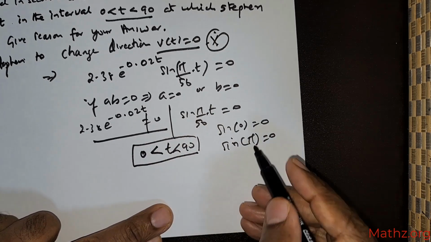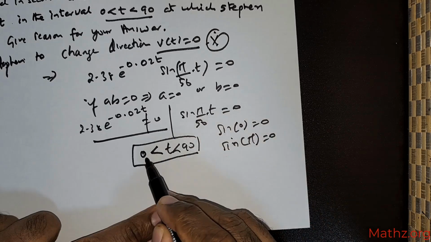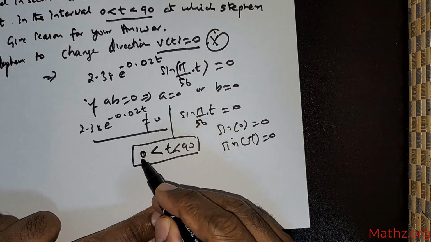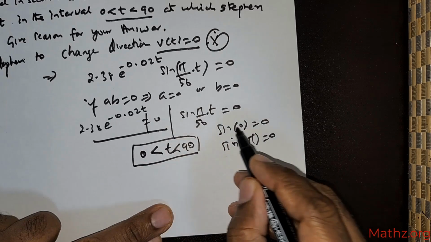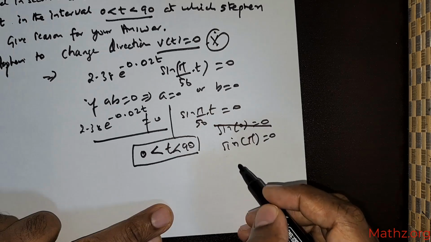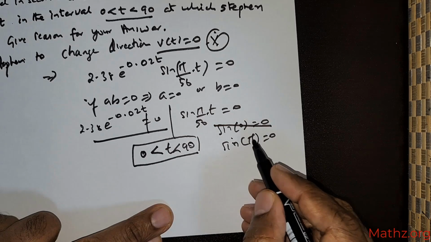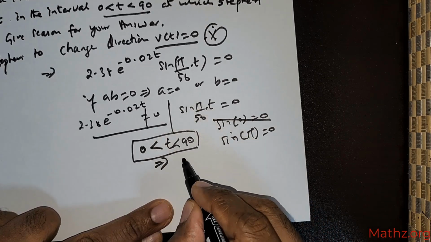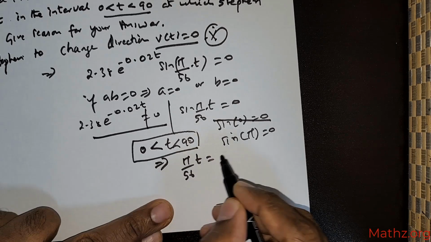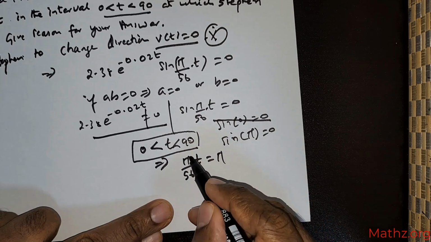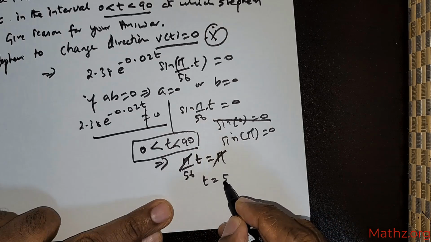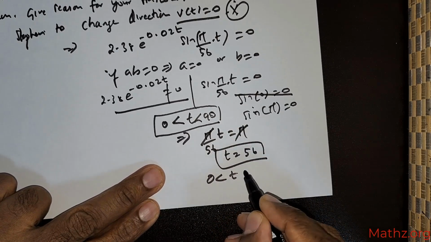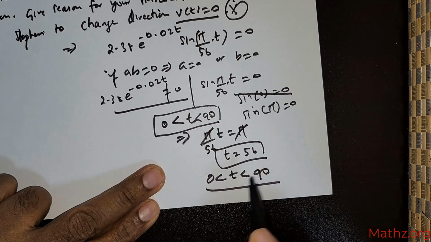Okay, so this one cannot happen because, again, the t value is greater than 0 but less than 90. So I drop this and I drop everything that is below. sine pi equal to 0. So the only possibility is sine pi is equal to 0. This means pi over 56 times t should be equal to pi. So my pi gets cancelled, so that means t is equal to 56. Now t is equal to 56 is clearly between this range.